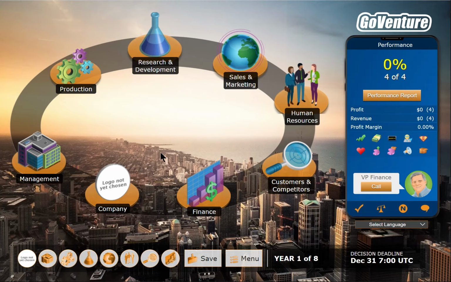The main interface that we can see here allows us to navigate the different areas of our business, starting with company, management, production, research and development, sales, marketing, human resources, customers and competitors, and finance. We can use this menu to navigate the different areas of our business. We also have the same menu at the bottom here, which allows us a quicker ability to navigate from screen to screen. You can actually jump to any particular screen. There's no particular order that you have to follow, but you will notice that there will be a natural progression based on the decisions that you need to make. So let's go in and start with the company screen.